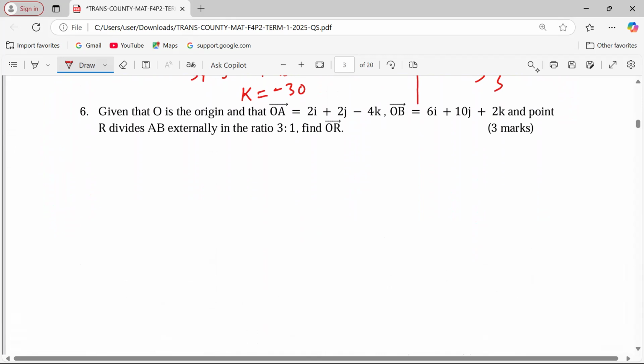of a line. Given that O is the origin and that vector OA equals 2i plus 2j minus 4k, and again, vector OB equals 6i plus 10j plus 2k, and that point R divides AB externally in the ratio 3:1. Find the vector OR. Look at the word externally. That's what will guide us in this question. This is a very serious question.